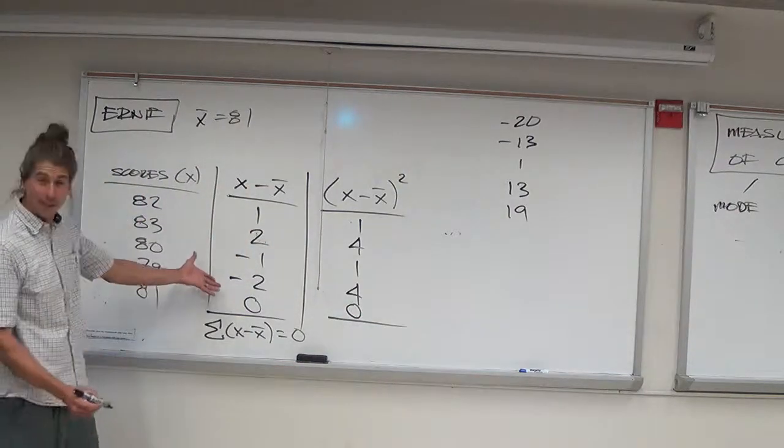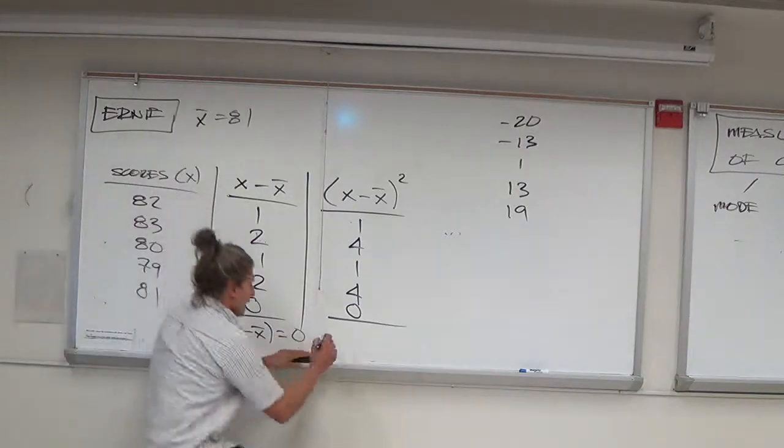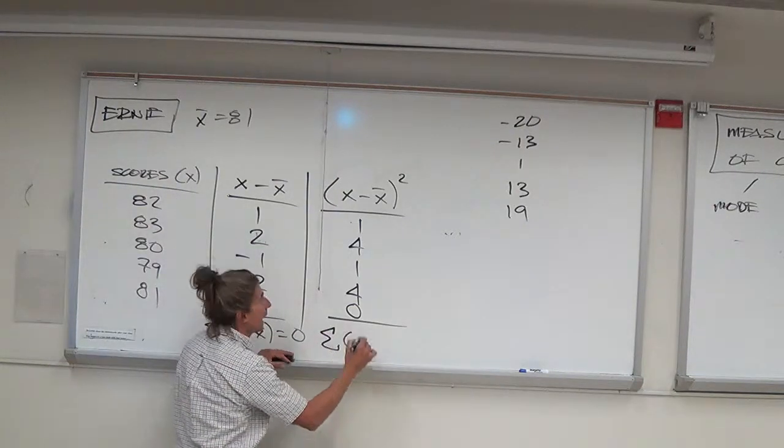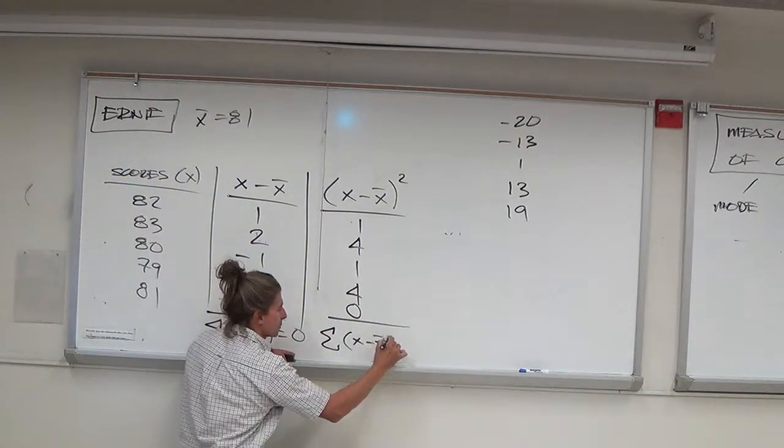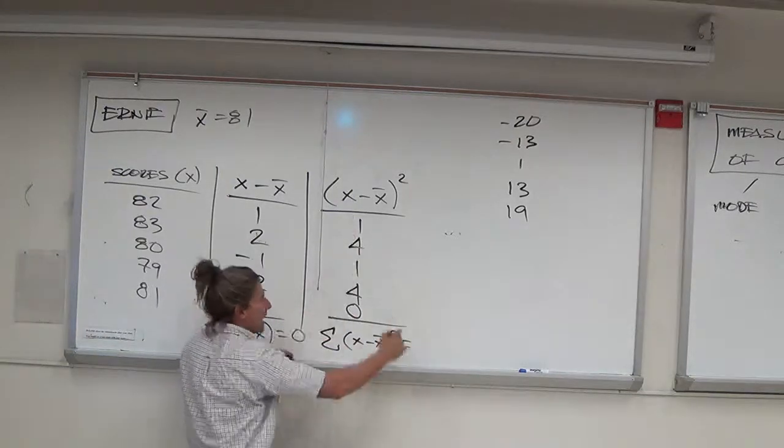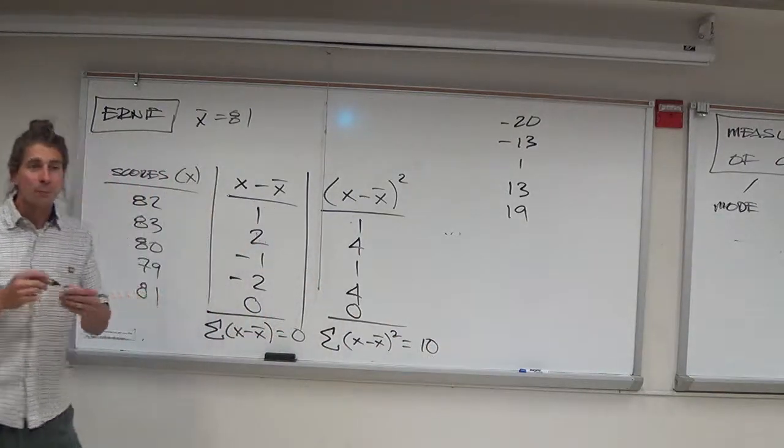Can we sum those up? Yes, we can sum this up. It doesn't give us anything useful. If we sum this up, we get x minus x bar all squared. We get 10, I think. I'm doing that right in my head.